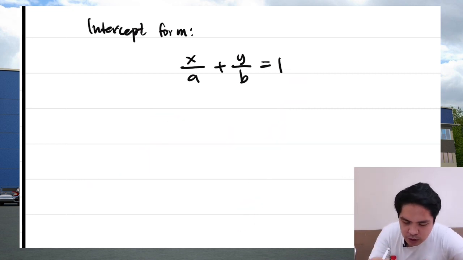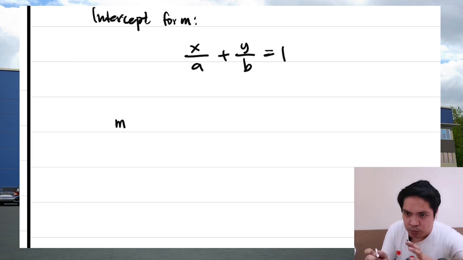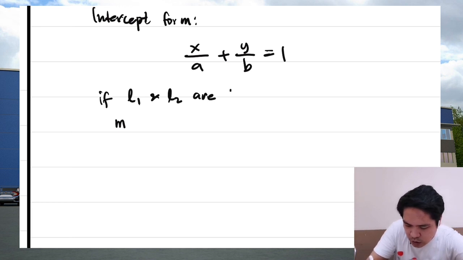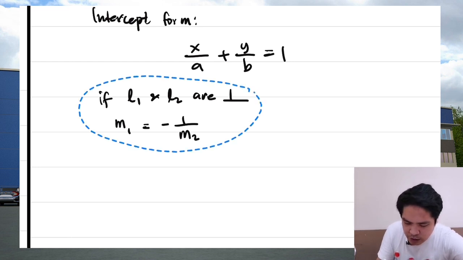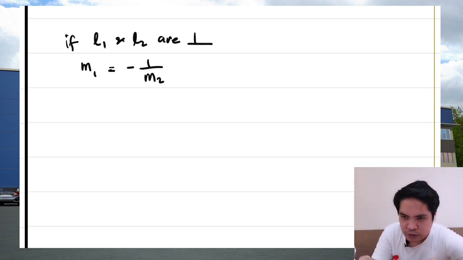If you recall the relationship between perpendicular lines in our discussion on analytic geometry, if line 1 and line 2 are perpendicular, the slope of line 1 is equal to the negative reciprocal of the slope of line 2. And we have derived this relation from the equation of the inclination of two lines.